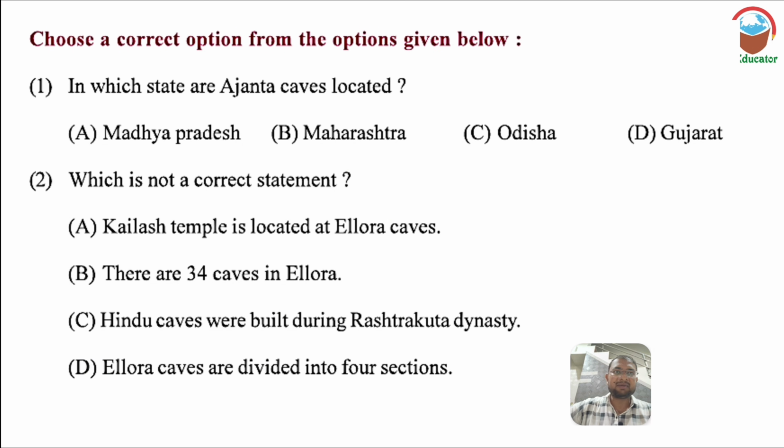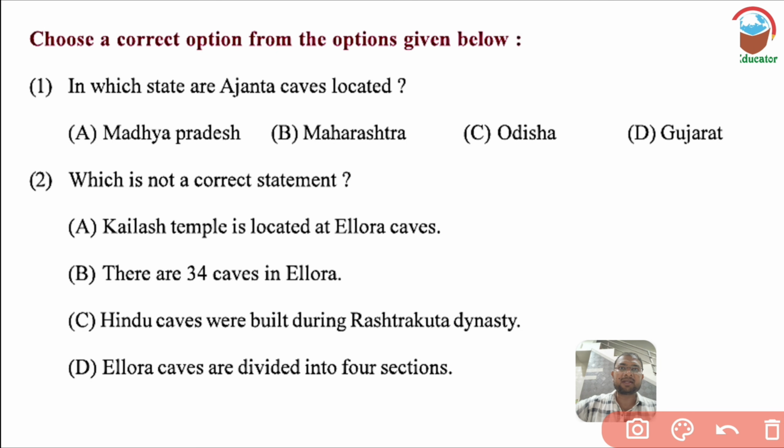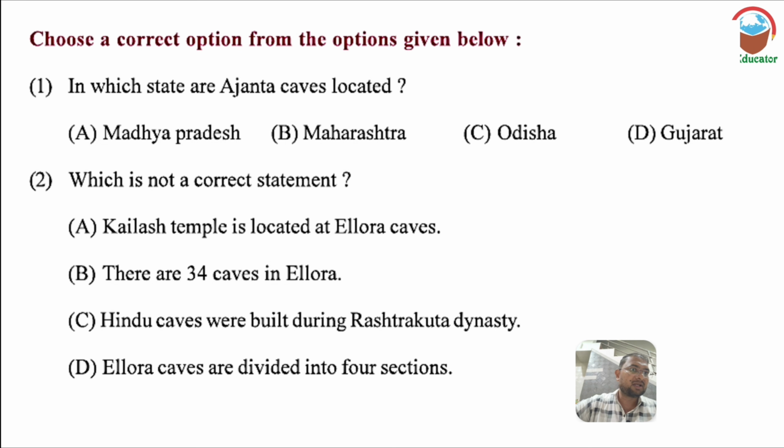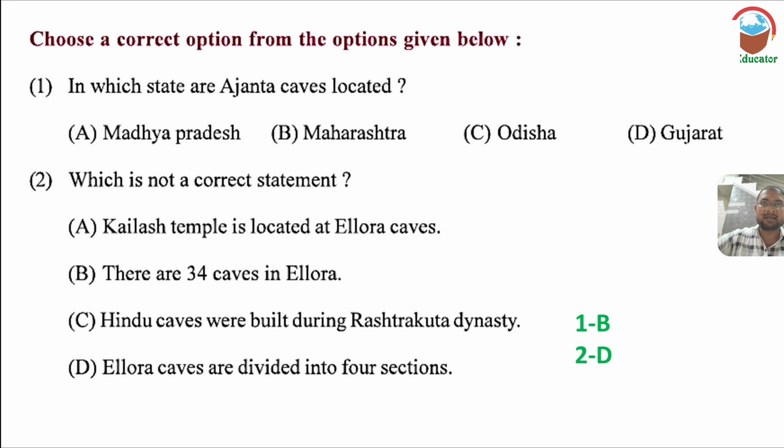This MCQ: In which state are Ajanta caves located? Ajanta caves are located in Maharashtra. Which is not a correct statement, means a false statement. Kailash temple is located in Ellora caves, this is a true statement. There are 34 caves in Ellora, true statement. Hindu caves were built during the Rashtrakuta dynasty, also a true statement. So which remains? Ellora caves are divided into 3 sections: Hindu, Jain and Buddhist. So the answer: first B, second D.